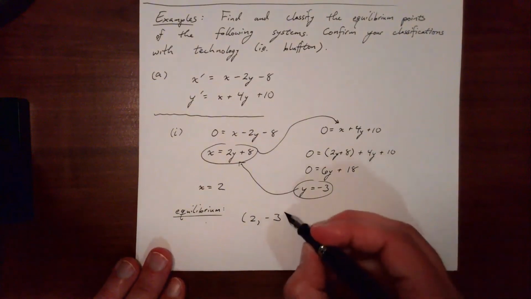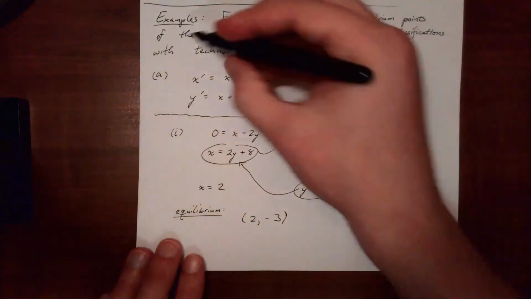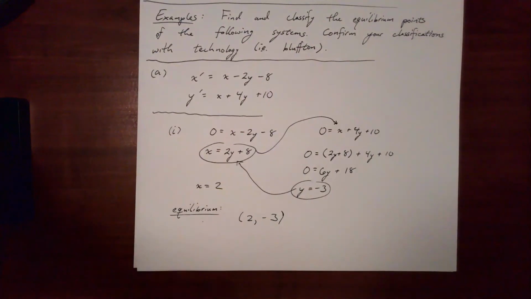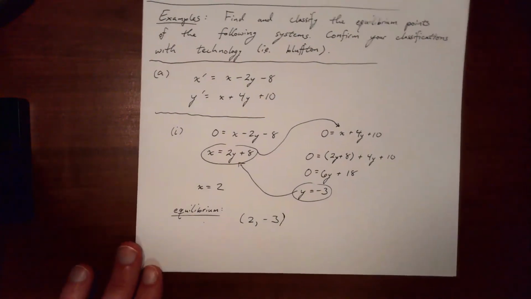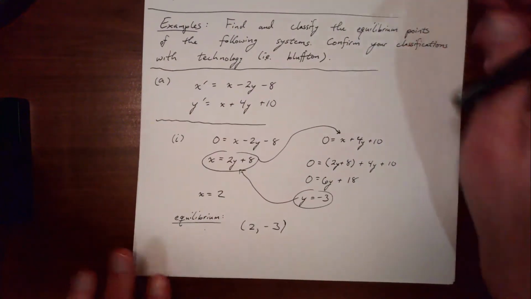By the way, this system is sometimes called almost linear because it's only nonlinear due to those constant terms. And when you have a system that is almost linear, you will frequently end up with just a single equilibrium point. So the origin basically just gets displaced.